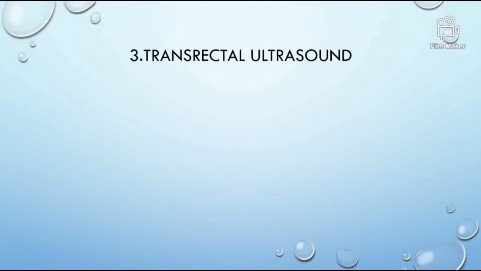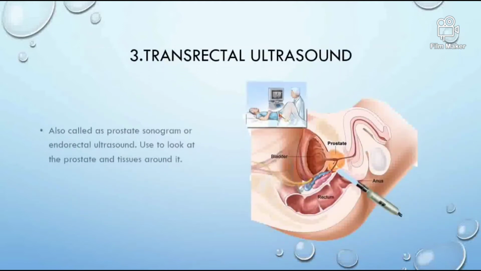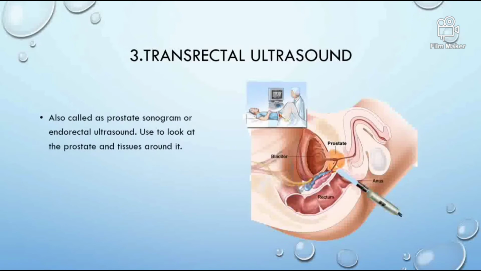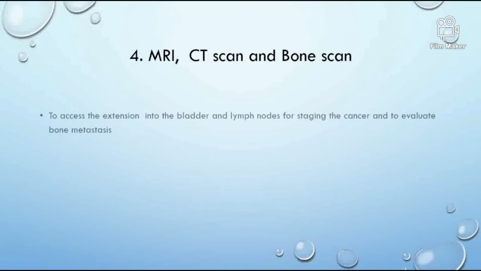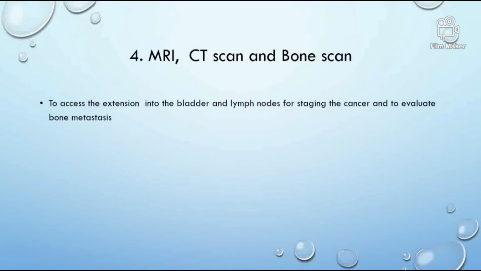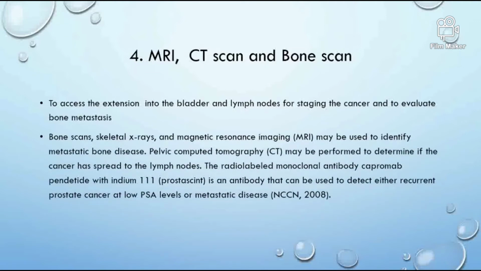So next is the transrectal ultrasound. It's also called the prostate sonogram or endorectal ultrasound, used to look at the prostate and tissues around it. Next is the MRI or CT scan and bone scan, to assess the extension into the bladder and lymph nodes for staging of cancer and evaluate bone metastasis. The bone scans, skeletal x-rays, and MRI may be used to identify metastatic bone disease.